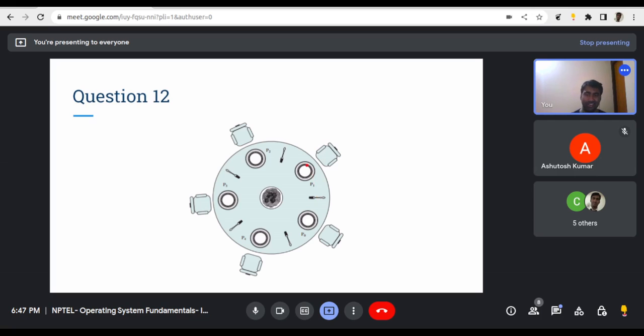noodles. The problem is that there are just 5 chopsticks. You can eat with 1 fork, but you need 2 chopsticks to have noodles, right? So think of these forks as chopsticks. But what if the forks actually solve the problem? What is the solution if instead of chopsticks there are forks? Can anyone write in the chat box? What is the solution?